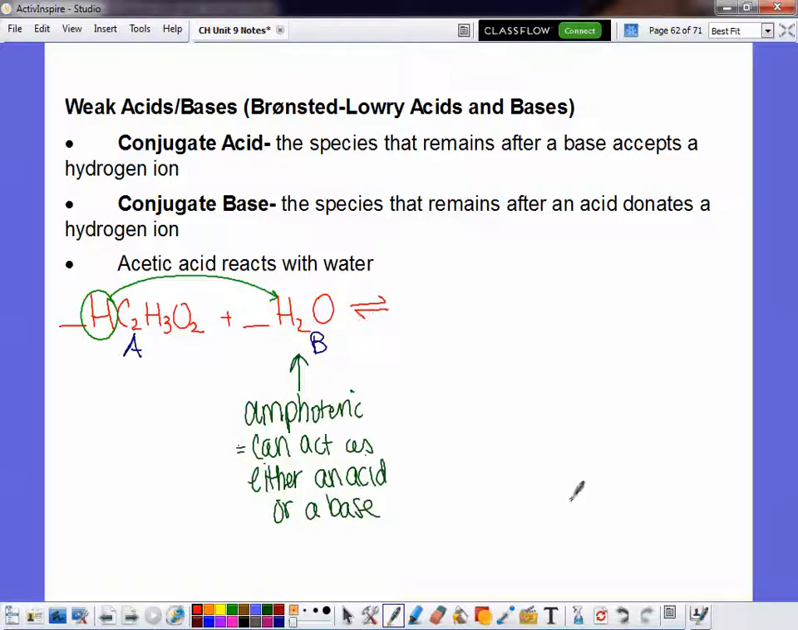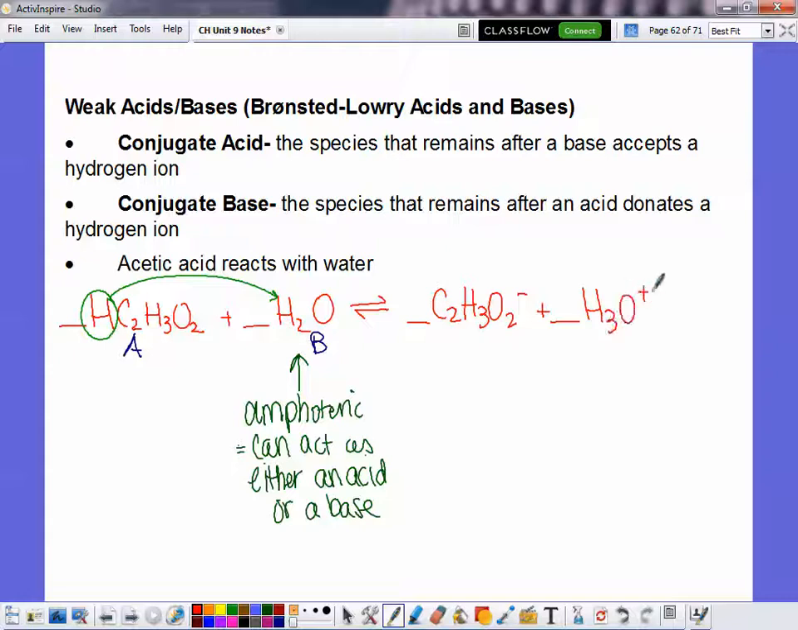What did I just draw? It's that equilibrium arrow that we did on Monday, right? Monday? Wednesday. No, Monday. Wednesday was the lab. Monday. The equilibrium arrow that we just learned the last class we did notes. Remember, that means that the reaction can occur in either direction. Okay? So my products are going to be C2H3O2 minus and H3O plus.